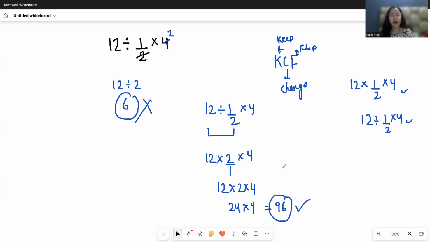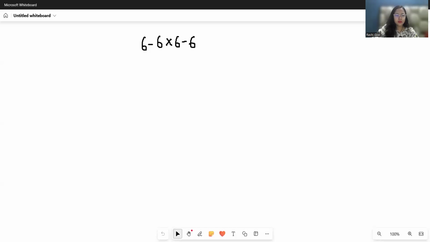So now let's come to the next expression. Our next expression is 6 minus 6 times 6 minus 6. If you know the right approach and the answer, comment down below. I will pin the first correct answer. So what do people solve it as? 6 minus 6 is 0, times 0, which is 0. Is this right or wrong? Wrong. Yes, you are right. This is a wrong answer.